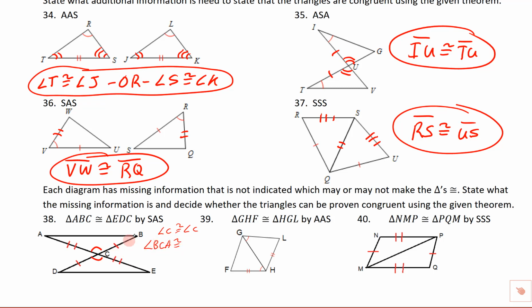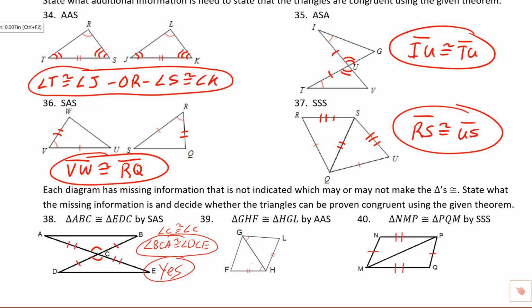Now we want to say this other one in the right order. So we did 1 hatch mark to 1 arc to 2 here. So we want to say angle DCE. Okay, so this is the information that we would have to show that those are congruent. And now we have side, angle, side. So yes, those are congruent. So the answer on this one is yes, they are congruent by side, angle, side.